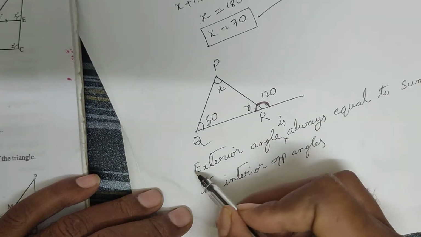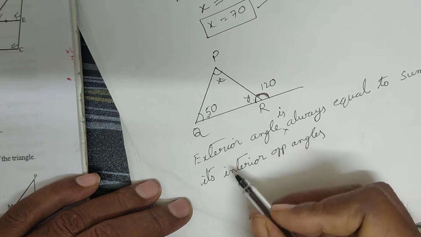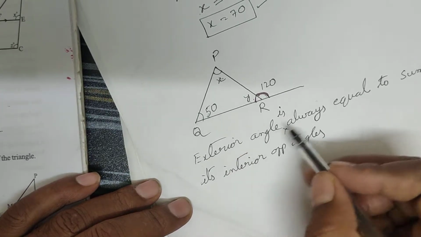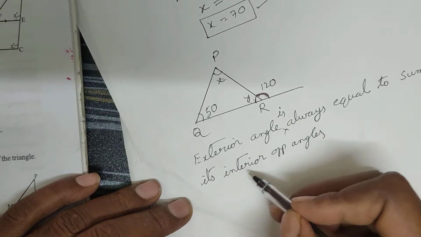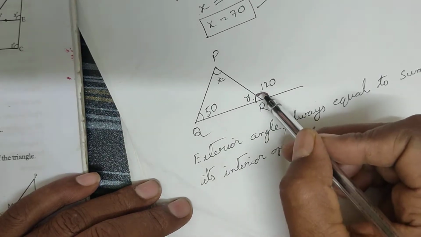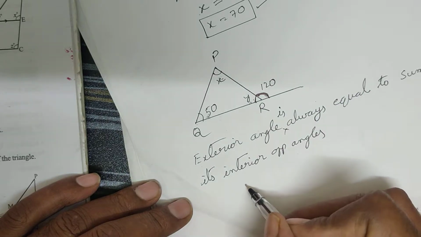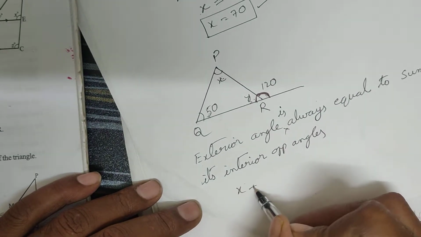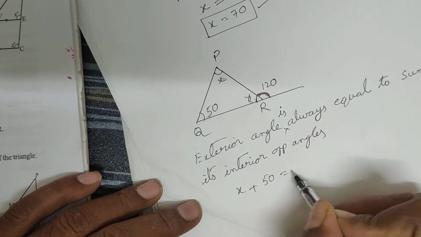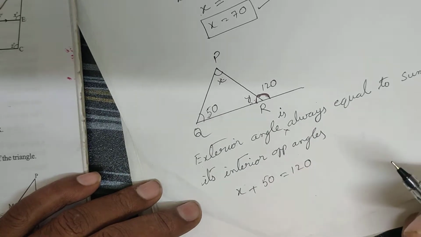120, you will get it according to this property. Here the exterior angle is always equal to the sum of its interior opposite angles. Its interior opposite angles sum means X plus 50. So according to the above, X plus 50 is equal to 120, you can write it.